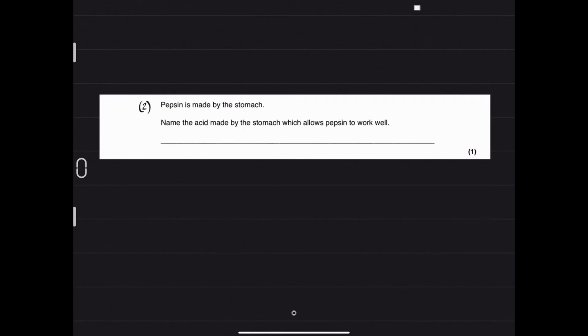For question number 2, the same process. I want you to type back the correct answer to me on Teams and put it into a private chat so no one else sees the answer. Pepsin is made by the stomach. Name the acid made by the stomach which allows pepsin to work well. Type back your answer on Teams, please.